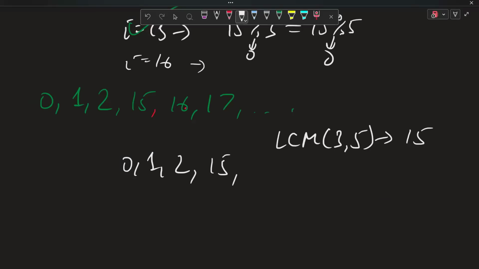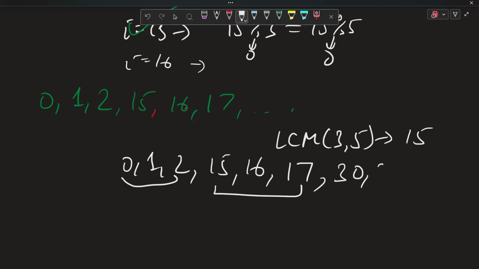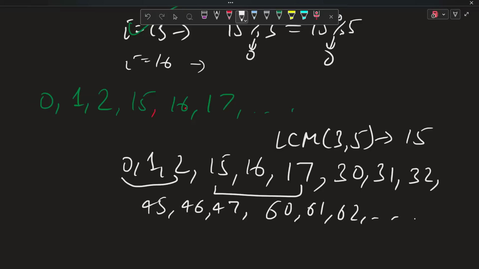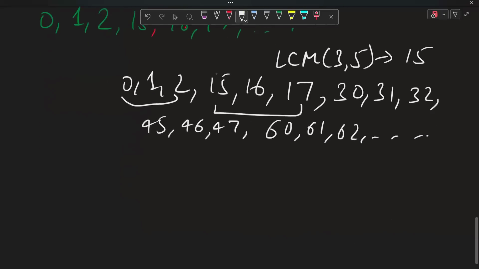And then for 15, both of the mods are 0. For 16, both the mods would be 1. For 17, both the mods would be 2. For 18, one of the mods becomes 0, one becomes 3. So again, they are unequal. Okay, so 0, 1, 2, then 15, 16, 17. Then 15 times 2 is 30, so 30 would be the next number, 30, 31, 32. Then 30 plus 15 is 45, so 45, 46, 47, then 60, 61, 62. Like this, the pattern would go on. These would be the numbers where i mod 3 is equal to i mod 5.